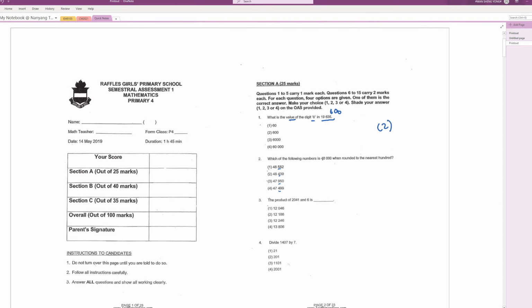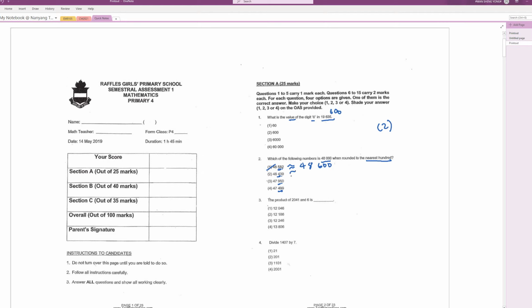Question 2. Which of the following numbers is 48,000 when rounded to the nearest hundreds? So we start by underlining the hundreds place. Then we look at the digit right next to it at the tens place. So we have 8, 3, 5, and 9. Because 8 is more than or equals to 5, we round up. So the correct answer is 48,600 for option 1. But this is not what we are looking for. So option 1 is wrong.